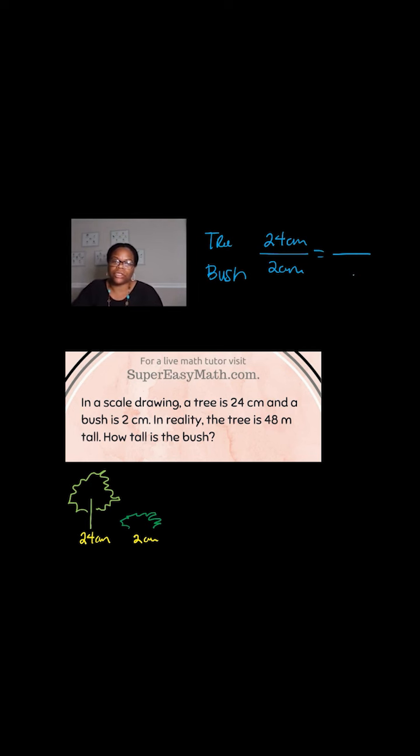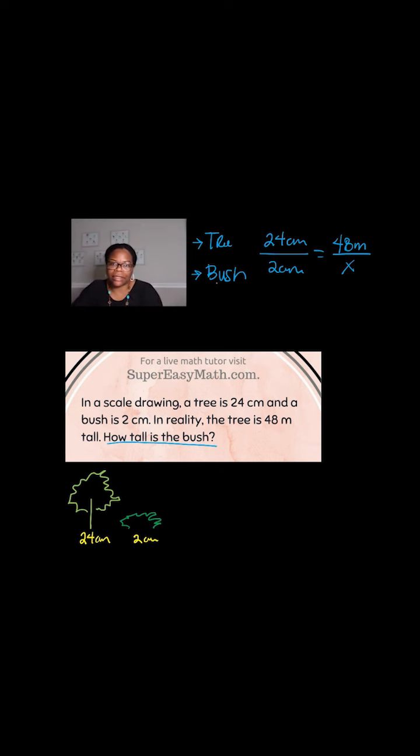So it says the tree is 48 meters, and having the word tree written here helps me because I know that the tree needs to be up top. If I were to write the 48 meters down at the bottom, it would mess up the problem. Now I'm going to put an X, or you could even put a question mark here because the question is asking us, how tall is the bush? Well, I want to keep that mystery item on the bush row, so that's the denominator.